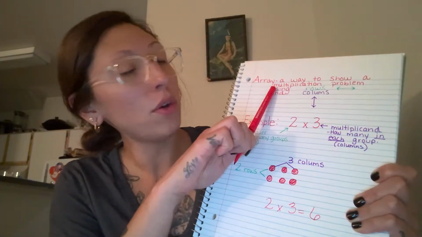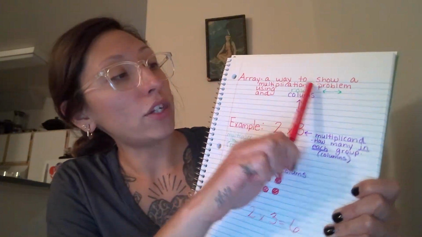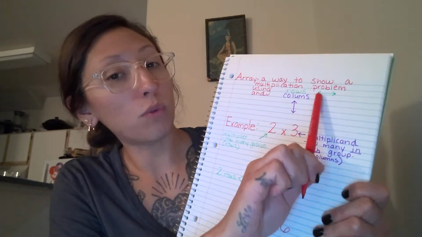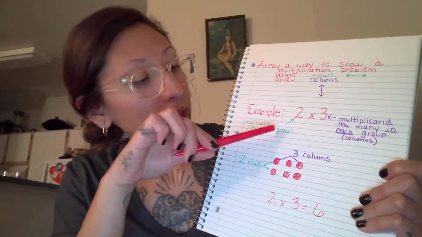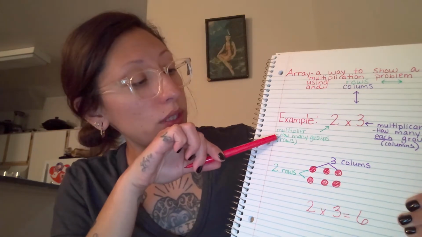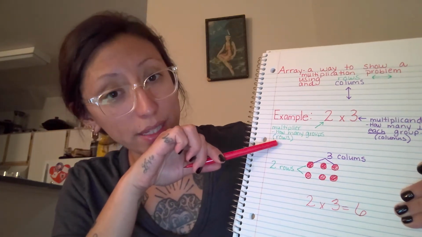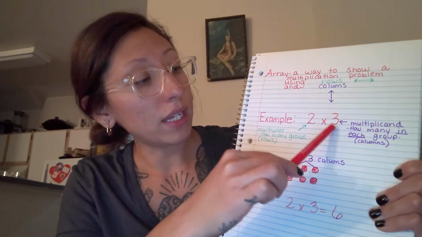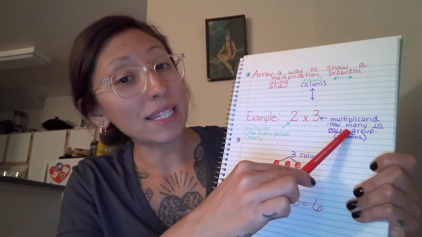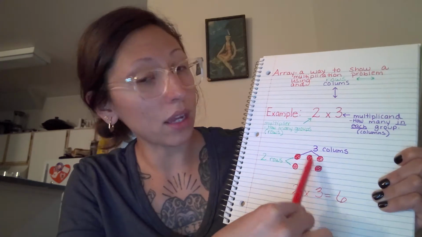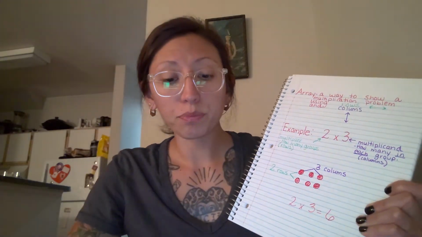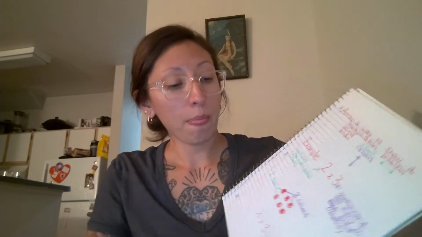Okay, now that we know what an array is, which is just a way to show us a multiplication problem using rows and columns. And we know that our multiplier is going to be how many are in each group. That's going to be our rows. And our multiplicand is our second number. And that's how many is in each group. That's going to be our columns. And this is what an array looks like. We're going to do an activity where you guys get to make your own arrays. Okay.